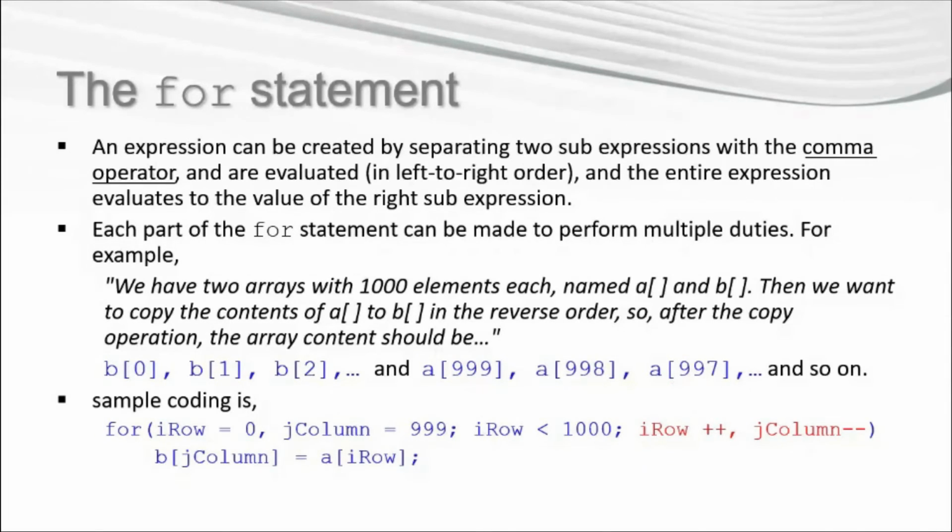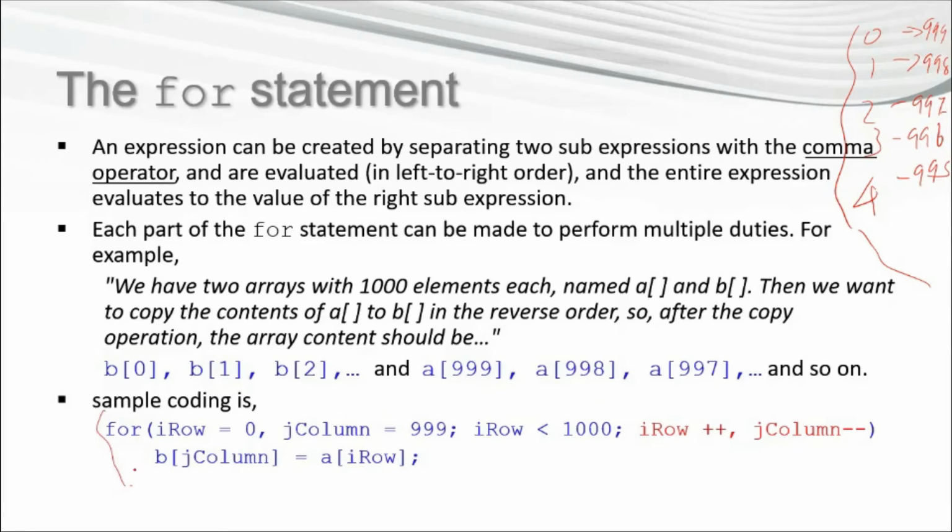So if the index is 0, 1, 2, 3, 4, etc., it should be transferred to 999, 998, 997, 996, 995, etc. So this goes on. How can this be done? The sample code for doing this is here.